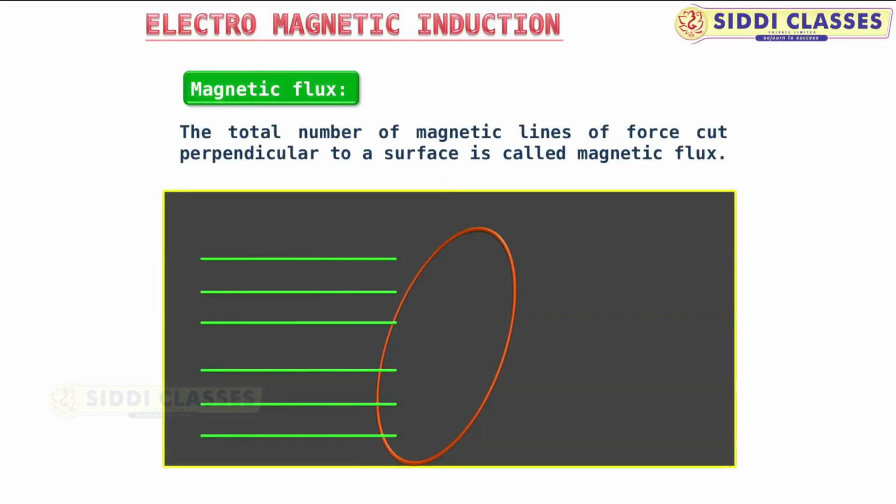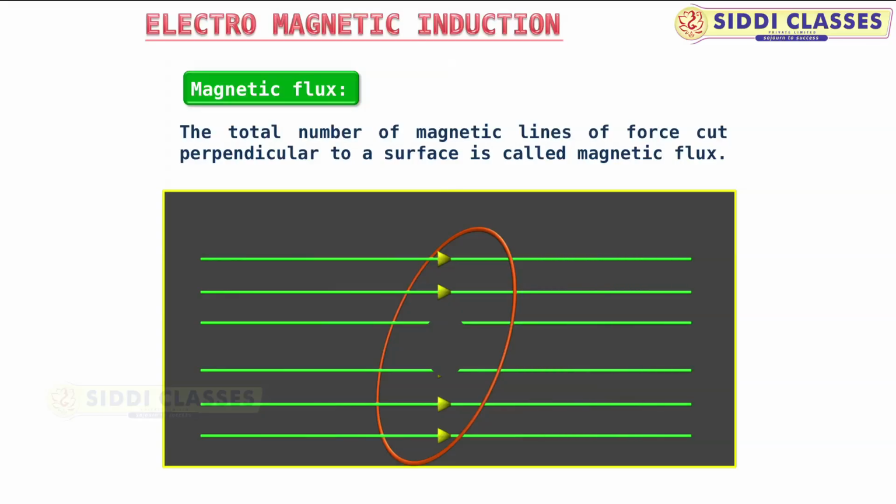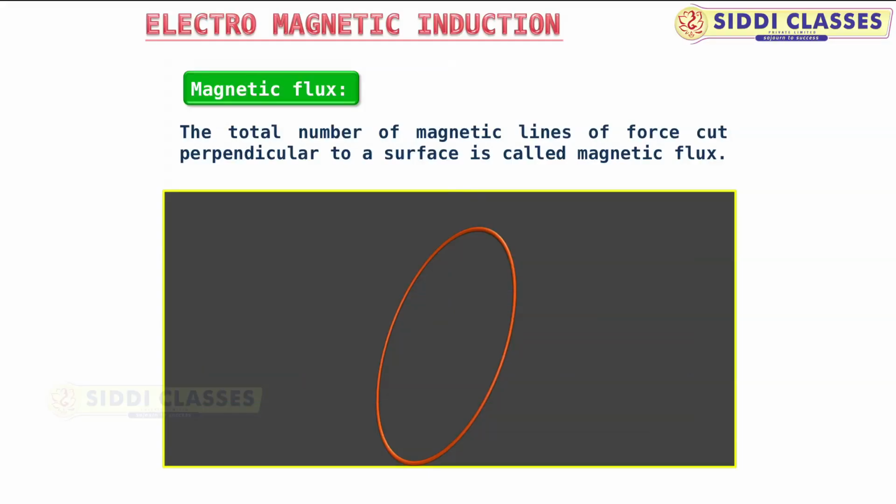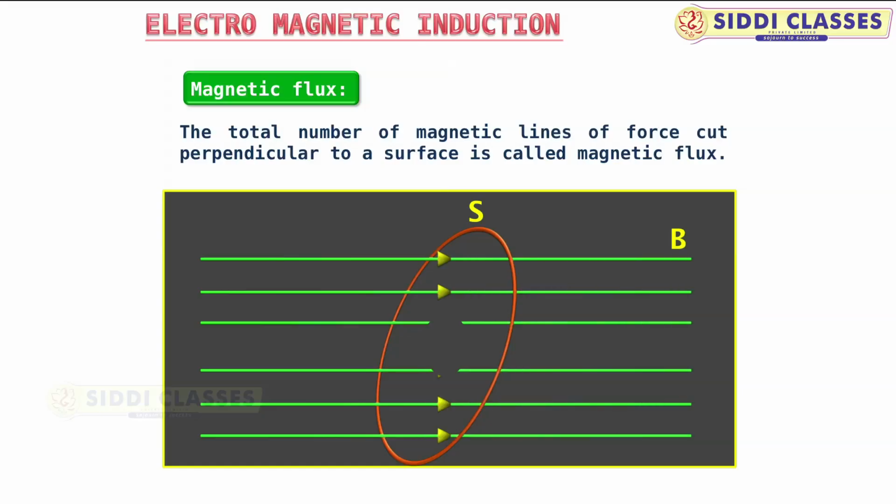The total number of magnetic lines of force cut perpendicular to a surface is called magnetic flux. Suppose we consider a surface S placed in a magnetic field of induction B, as we are seeing in the figure. Let dS be a small element in this surface. The normal to dS is along this direction, and this is the direction of the area vector.